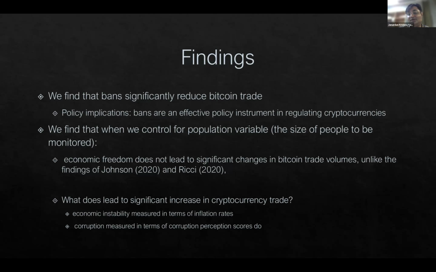Yeah, it's a nice presentation. I just have a question: if Bitcoin has such benefits, why have many countries banned Bitcoin trading?